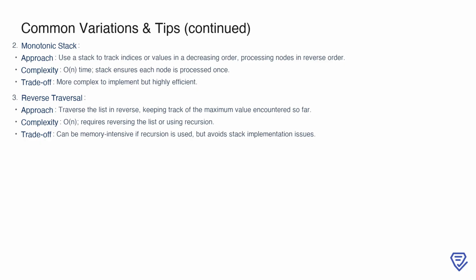Another alternative is reverse traversal. By traversing the list in reverse, you can keep track of the maximum value encountered so far and determine the next greater node efficiently. This approach also runs in O(n) time but may require reversing the list or using recursion. If recursion is used, it can be memory intensive, so you'll need to weigh these considerations carefully. Both of these approaches highlight the trade-offs between implementation complexity and performance efficiency.